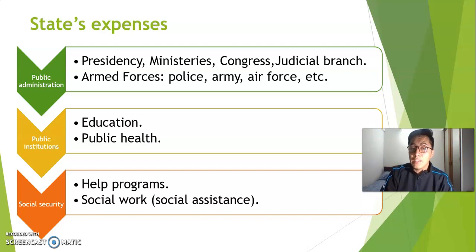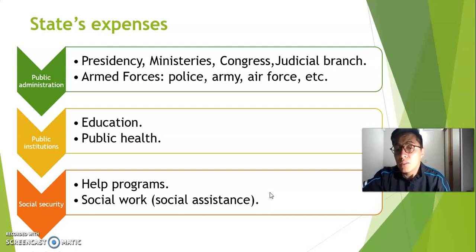So each time the state earns some money, it has to think of a way to spend it on the health of the citizens of the country. And the fourth characteristic is social work or social assistance. That means the state makes some subsidies to poor people who need the help of the state to build a house, to buy some food, to study, and for other different things that they need.